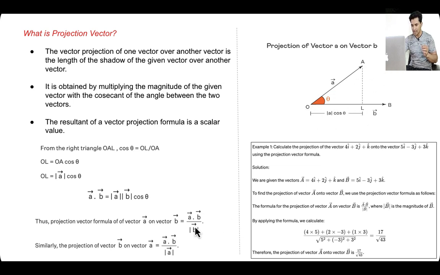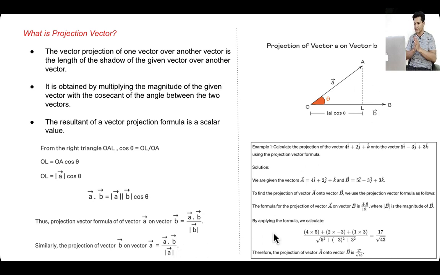Now A cos theta can be given as A dot B divided by the magnitude of B. Why? Because A dot B is the magnitude of A times the magnitude of B times cos theta, and the magnitude of B will get cancelled out. You will get A cos theta only. So the projection of vector A on vector B is given by A dot B divided by B's magnitude. Similarly, for the vector projection of B on vector A, we will extend it and draw a 90-degree shadow of this vector on the OA vector, and the length of that projection of vector B on A will be A dot B divided by A's magnitude.